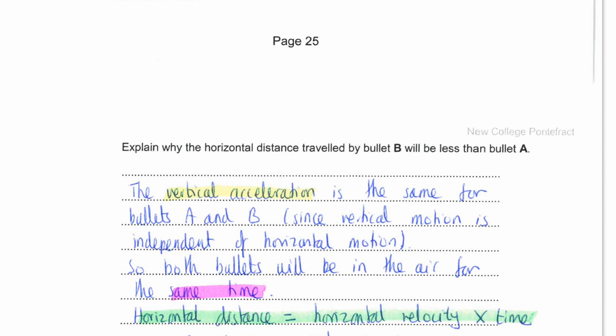So the final piece of the argument, looking back at the question, we're asked to comment on horizontal distance travelled. So that is going to equal the horizontal velocity times the time. This means that horizontal distance is in fact proportional to the horizontal velocity. And since that is less for bullet B than it is for bullet A, that will lead to a smaller horizontal distance being travelled in the time.